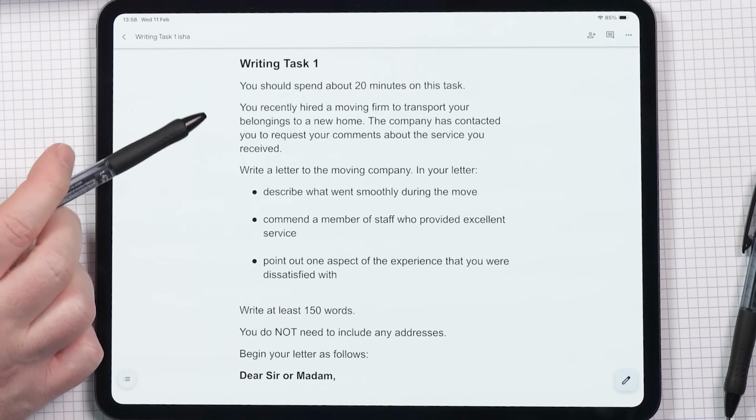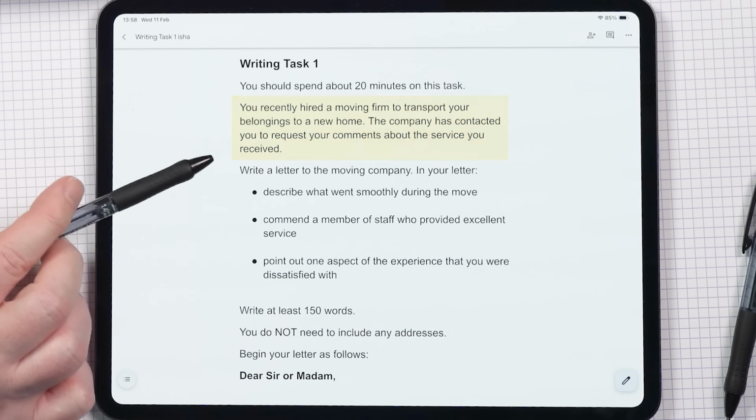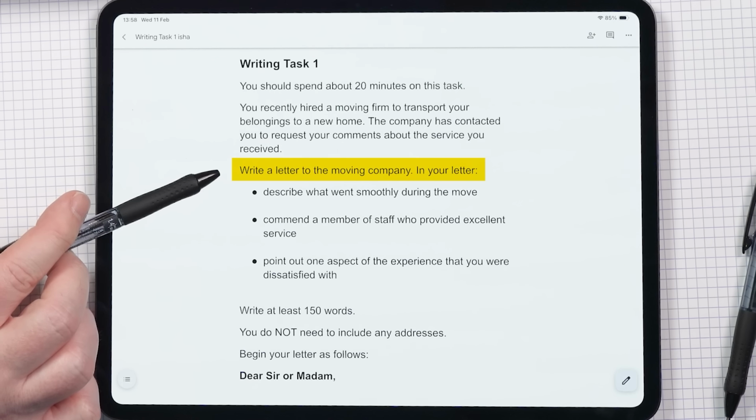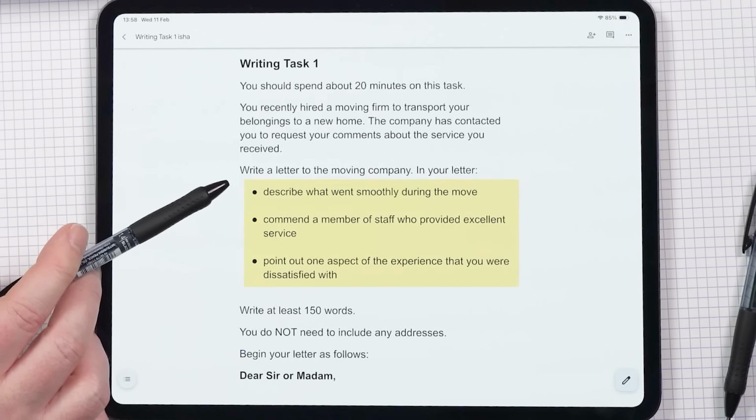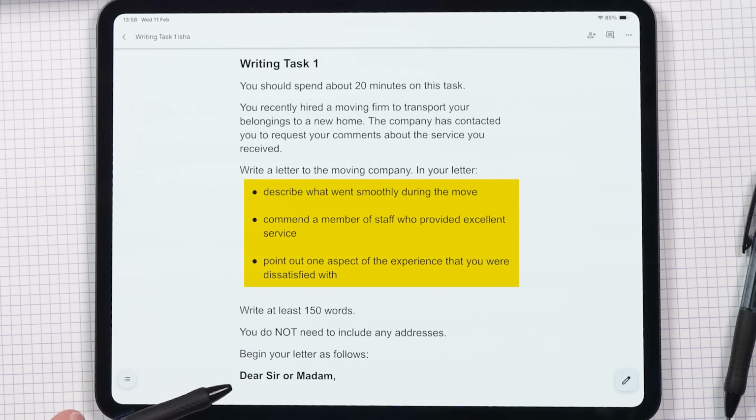What it does is it always gives you the context of the background first. Then it will tell you to write a letter and who to write the letter to, which we'll come back to in a second. It's important. And then it will give you 3 bullet points and it will tell you how to start your letter. Okay?